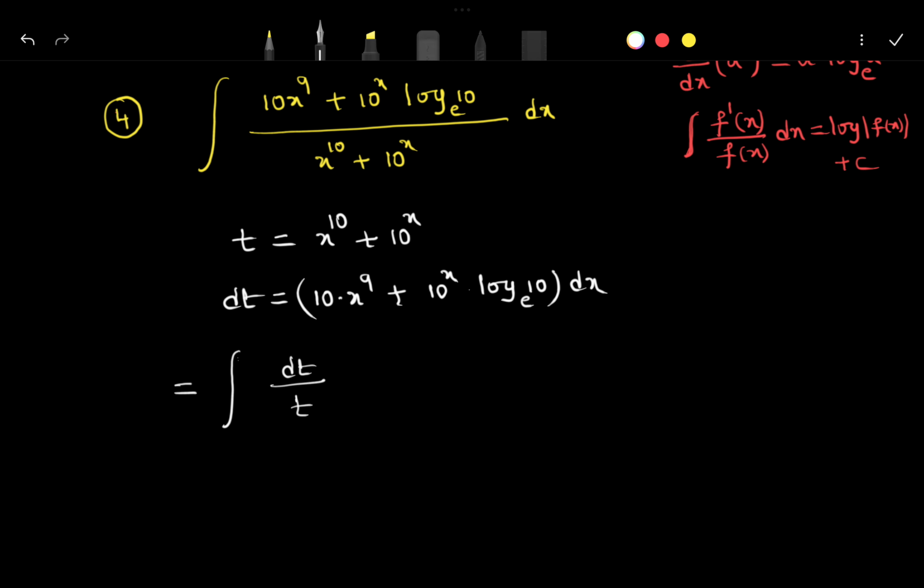So simply, even without using this formula, you can write that integration of 1 by x is equal to log x. By using that formula you can write that this integration will be log t. So what is that t value? t is equal to log of x to the power of 10 plus 10 power x, plus c. So this value is nothing but the integration of this value.